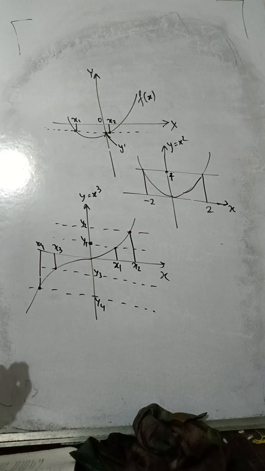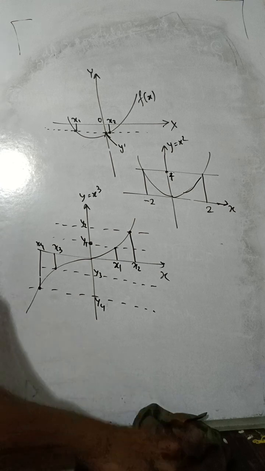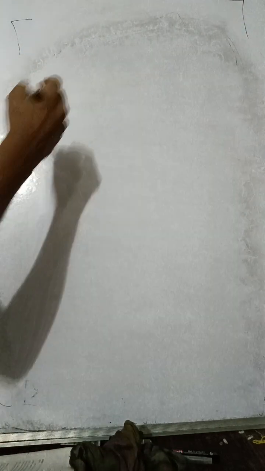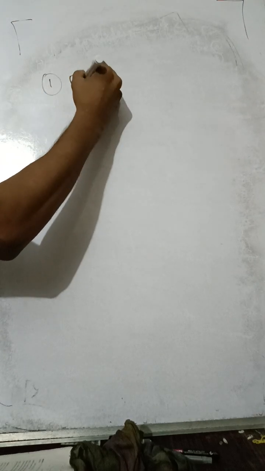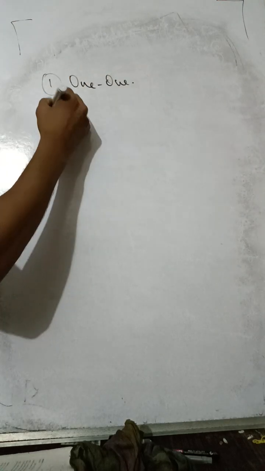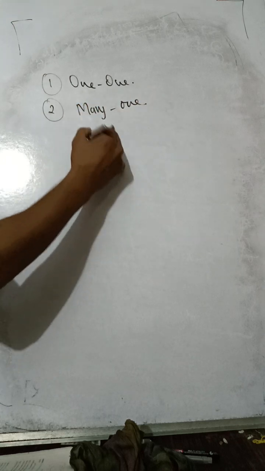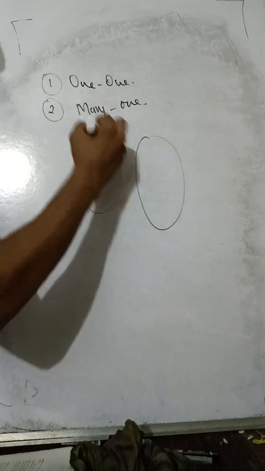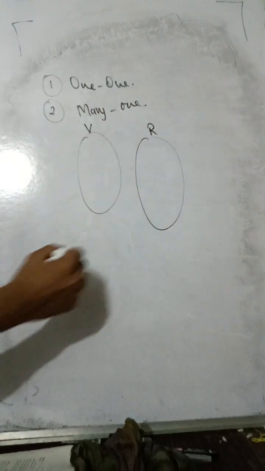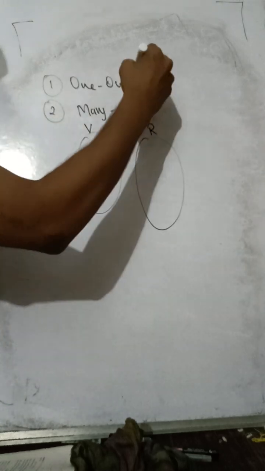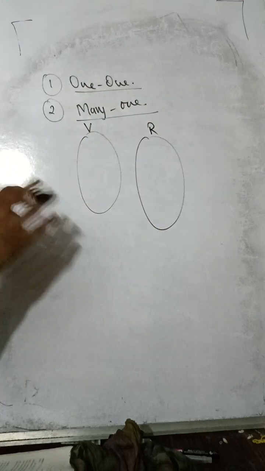But otherwise, if a function is not one-one, it is called many-one. So one type of function is a one-one function, and the other type is a many-one function. So what is a many-one function now? In a many-one function, at least two visitors will stay together. That's the idea of many-one. So if a function is not one-one, it will definitely be a many-one function.